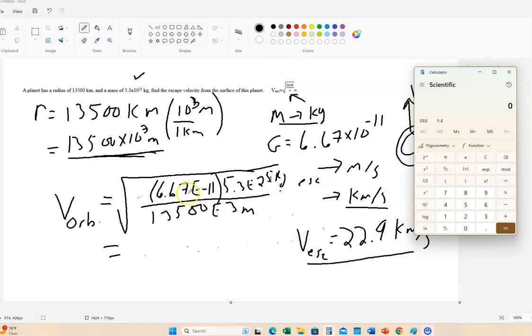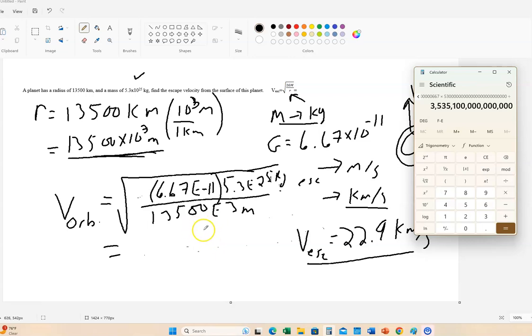All right, we're going to do the same thing. What's under the radical, we're going to do first. So it's 6.67 times 10 to the minus 11th times 5.3. It's the same planet. This is a little unrealistic because this would be the orbital speed from right above the surface. Anyhow, times 5.3 times 10 to the 25th. Remember, that's the mass of the planet.